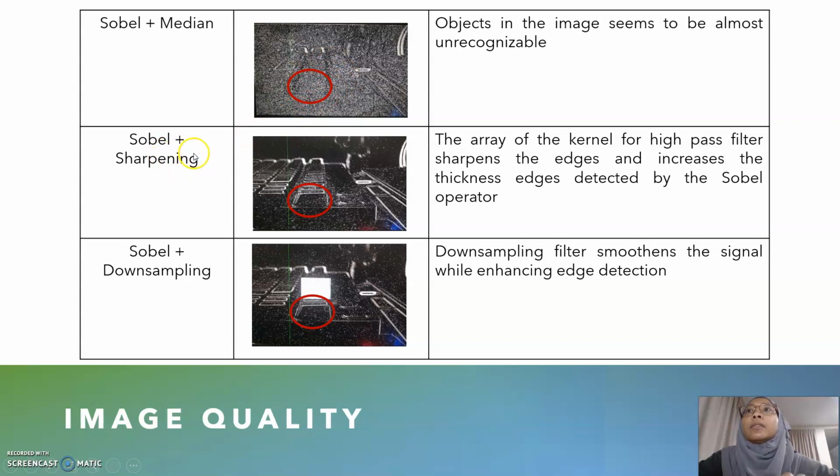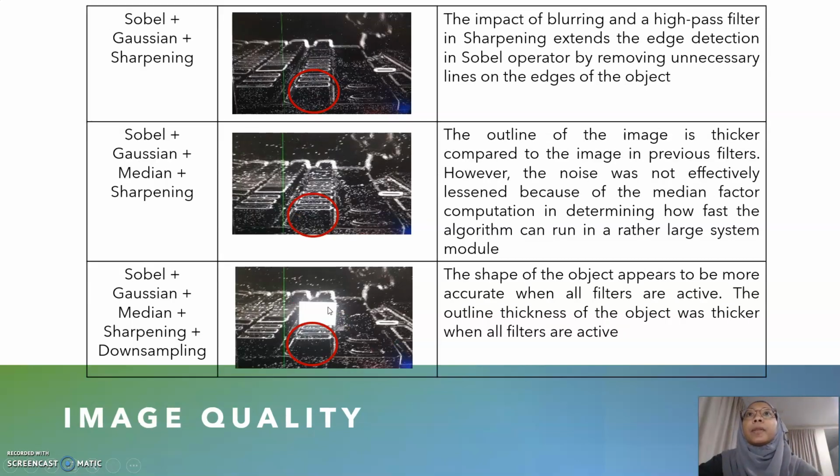And then we turn on Sobel and sharpening. Using this filter, you can see that the edges of the image quite improve. And then we try to turn on Sobel and downsampling. You can see that the edges improve as well as the noise.